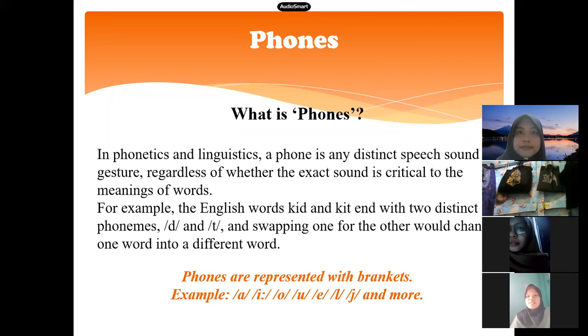Okay, phones. What are phones? In phonetics and linguistics, a phone is any distinct speech sound or gesture, regardless of whether the exact sound is critical to the meaning of words. For example, the English words kid and cat, with two distinct phonemes, D and T, and swapping one for the other would change one word into a different word. Phones are represented with brackets.